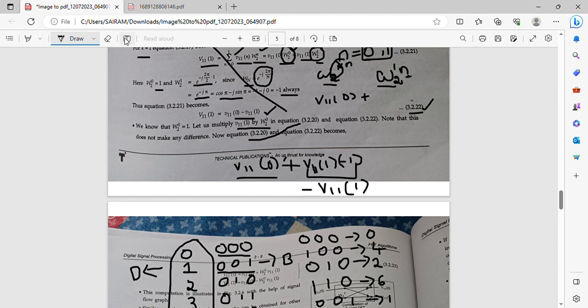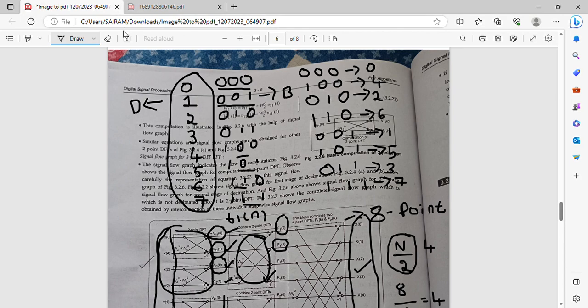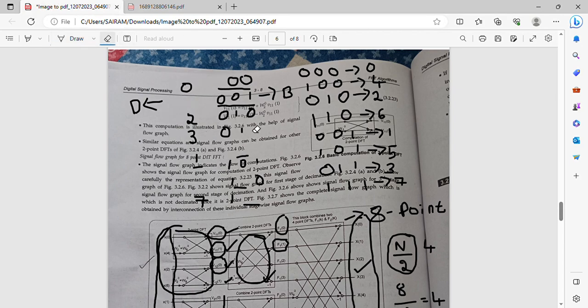3.2.20, just a minute, I'm so sorry for the distraction, right? Yes. 3.2.20 and 3.2.22 equation will become equal to what? So I'll just erase this. This is what is for this thing, right? Yes, yeah.